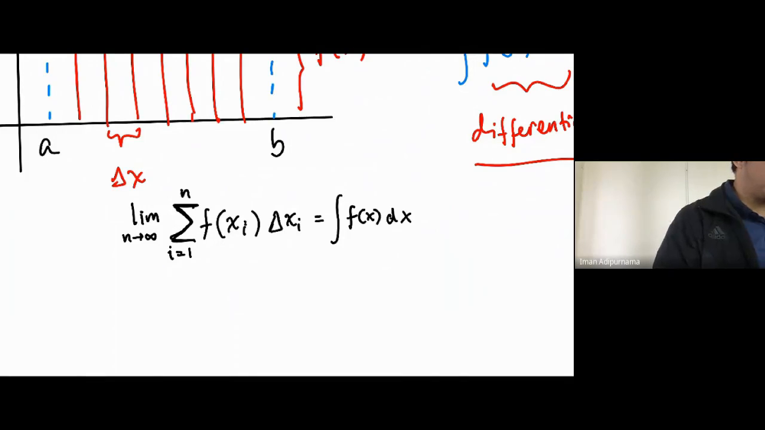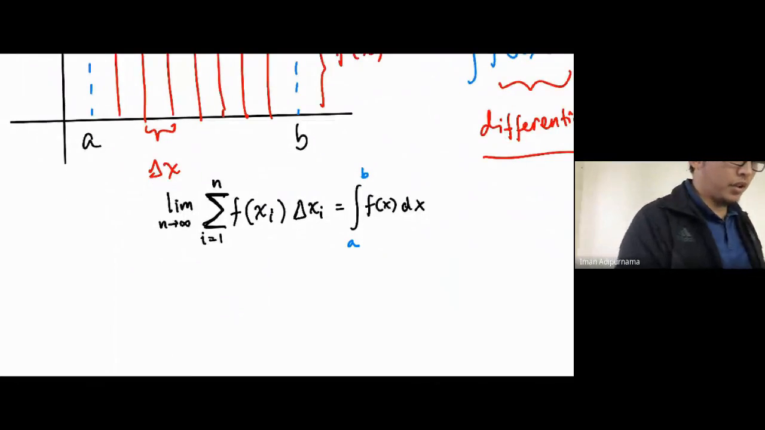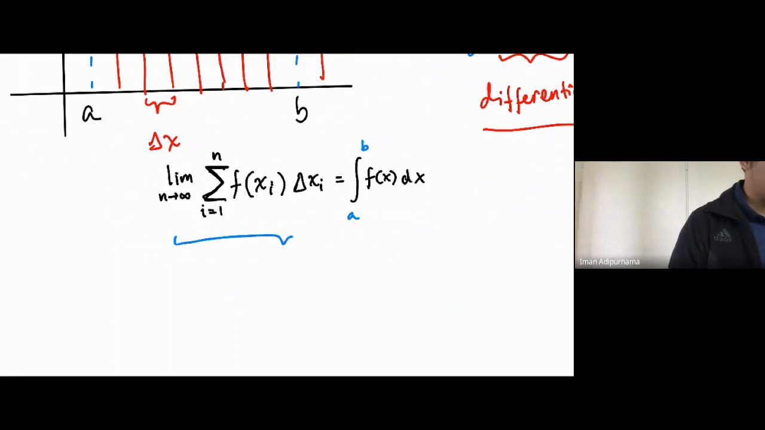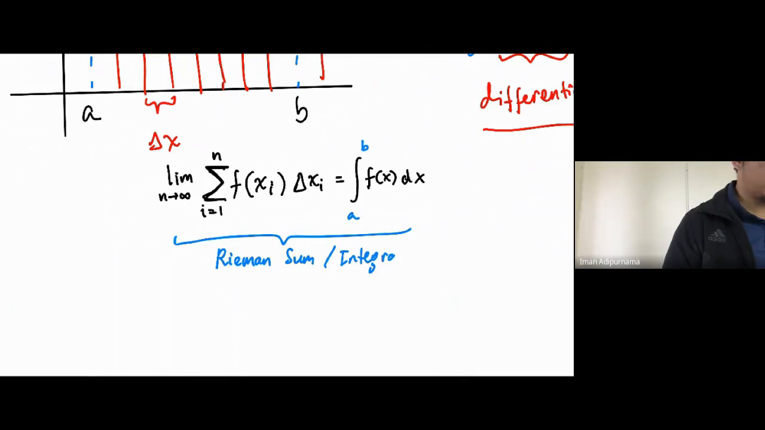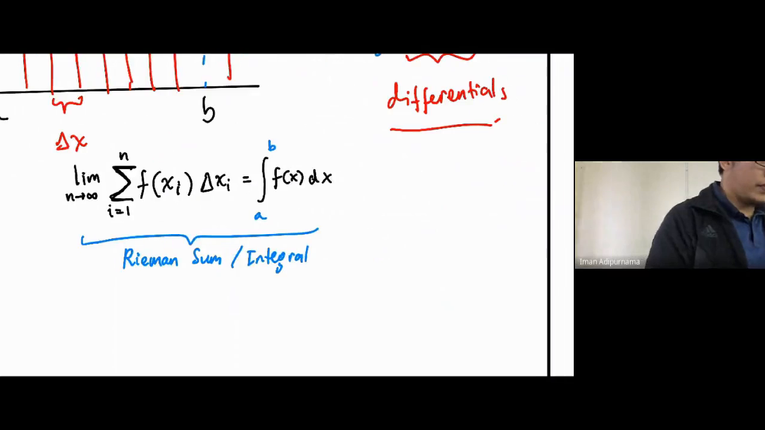If we observe from A to B, and we call this the Riemann sum or Riemann integral. So the dx is the width, and the f of x will be the height.